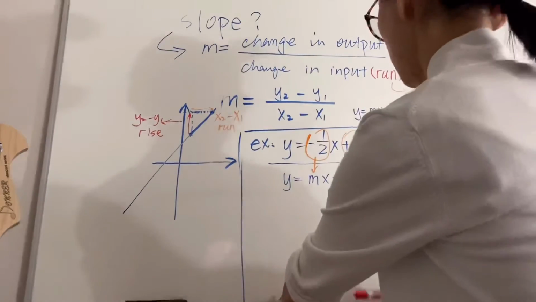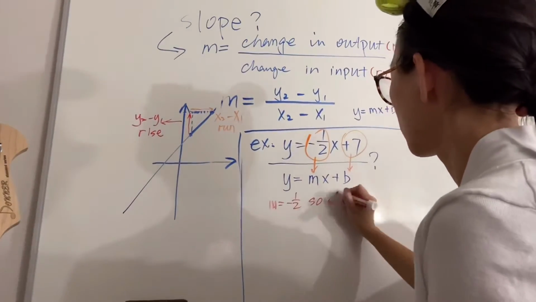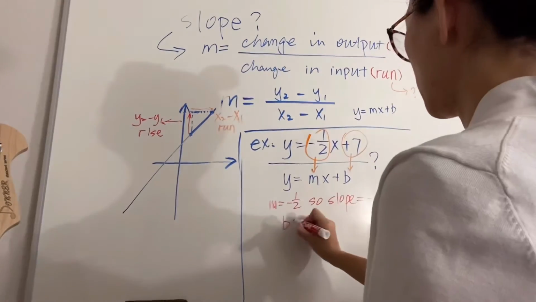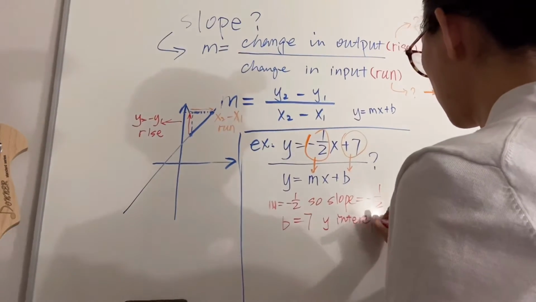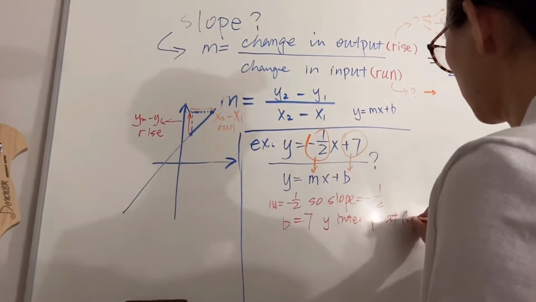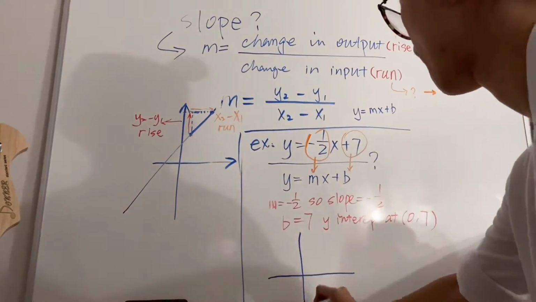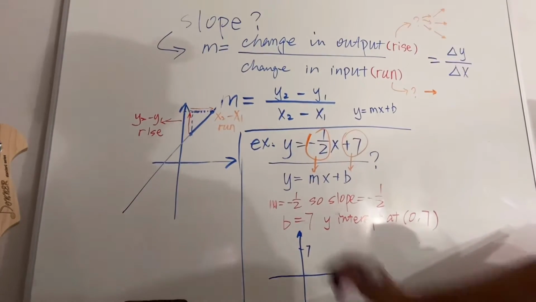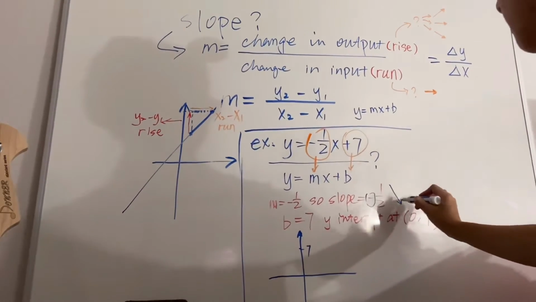So what clues do we have so far? Basically, we know the slope is m, which means minus 1/2. The b equals 7, which tells us the y-intercept is at (0, 7). Now let's make the graph to see how that works. We know the point at (0, 7) on the y-intercept. We know the slope is going down because the sign of the slope is negative.